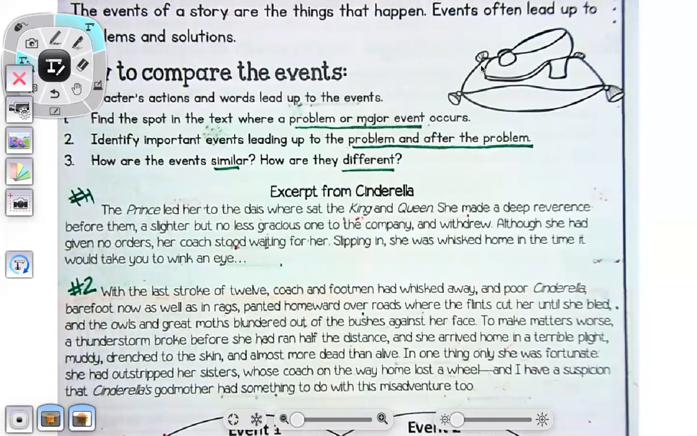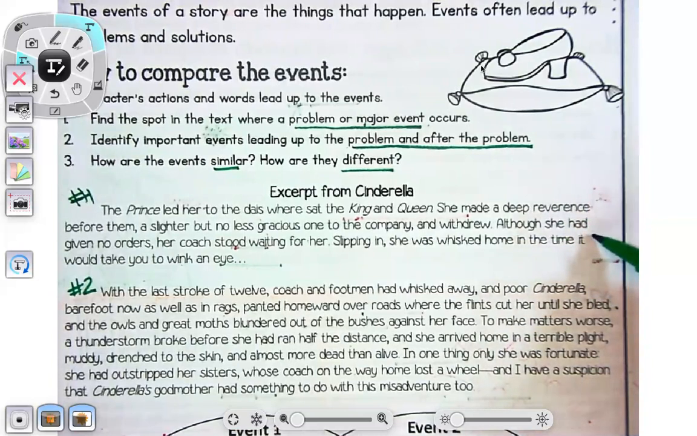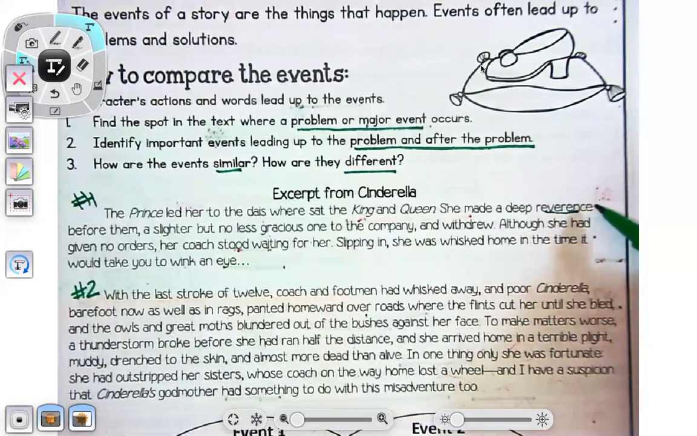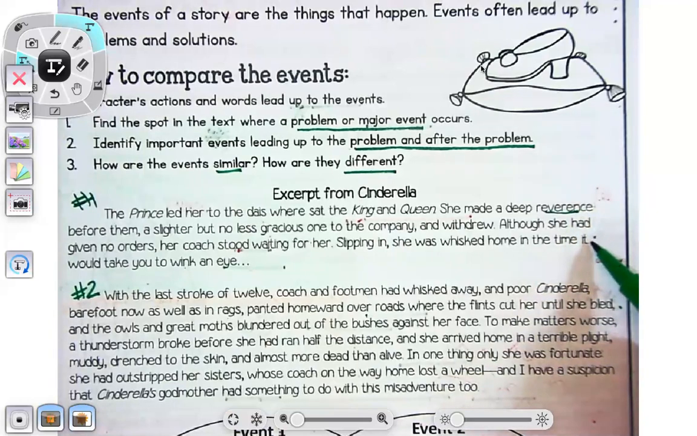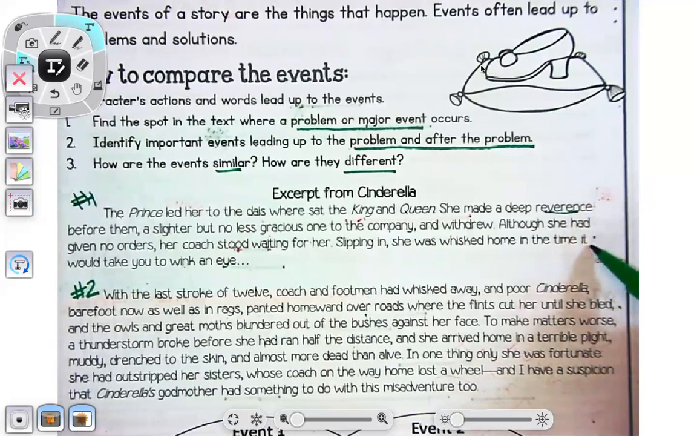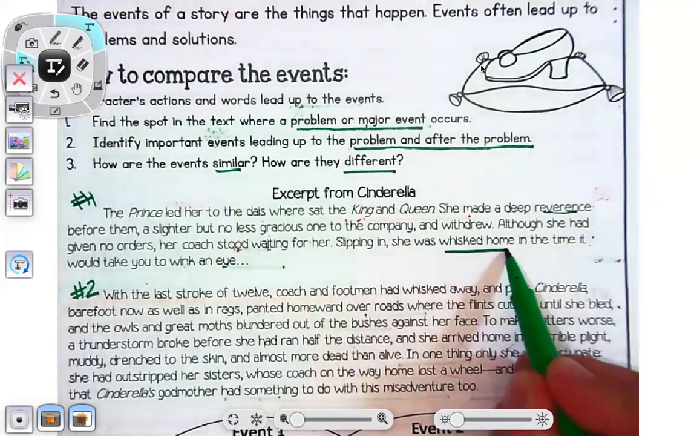So let's look. We have something going on here, the events. This is all about her getting to meet the king and queen. Reverence, a bow maybe, where she bows to the king and queen, and it was a slight but no less gracious gesture. And then, so this is her meeting the queen and king. And she was here whisked home. So she met him. She was at the ball. Then she quickly was whisked home.